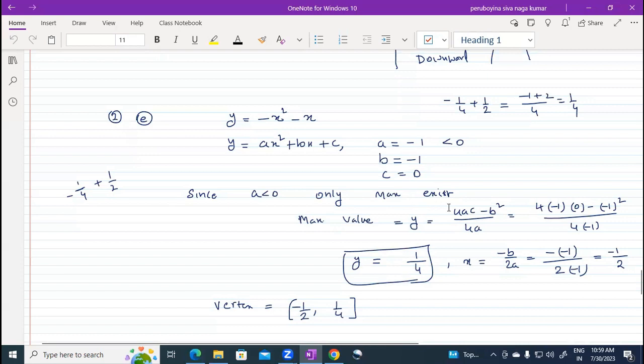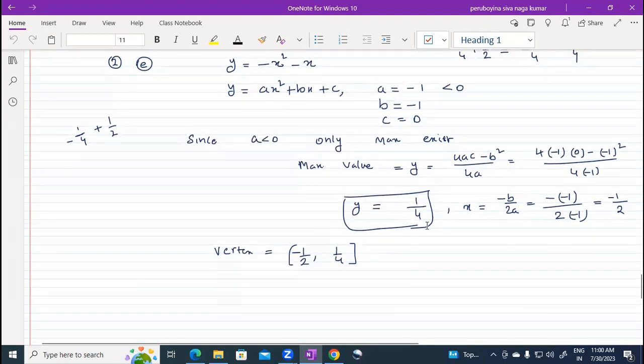So only a maximum exists. And the maximum value is y equal to, the formula for maximum value is (4ac minus b square) by 4a. So 4 is the same, a is minus 1 and c is 0. Minus b square, b square means minus 1 square, divided by 4a, 4a means 4 into minus 1. If you calculate this value, you will get y equal to 1 by 4.